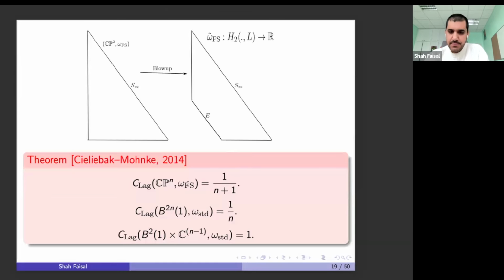So there are other examples for which the computation is known. Cieliebak and Mohnke computed it for CPn. Here I scaled the Fubini-Study form so that it integrates over lines to 1. And for the ball it's 1 over n, and in particular it's not a normalized capacity, because for the ball it's 1 over n.